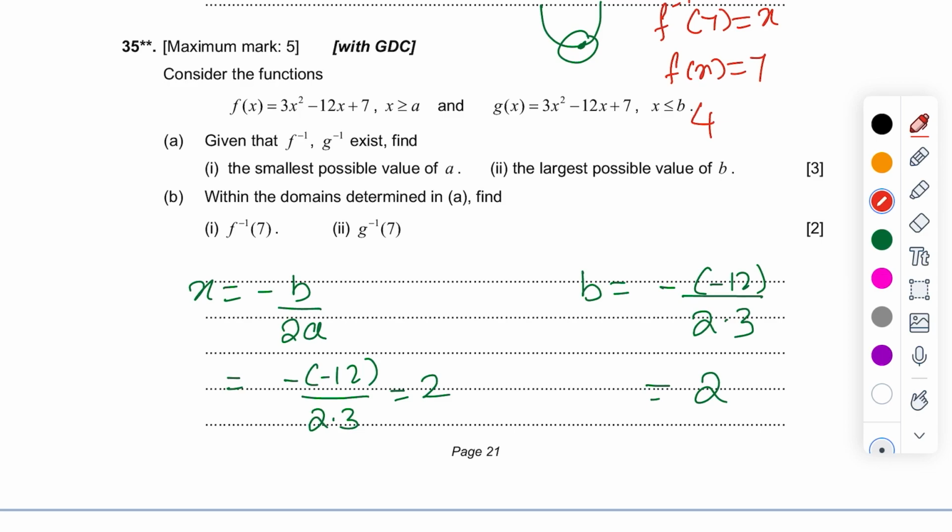Then g inverse of 7 equals, what is the value of g inverse of 7? So g inverse of 7 equals x, so 7 equals g of x. Draw the graph of g of x on the graphing calculator and check when you get 7. So the answer is going to be nothing but 0.